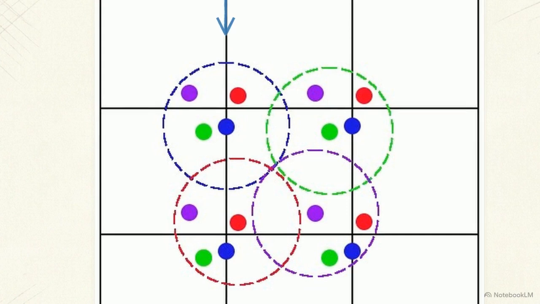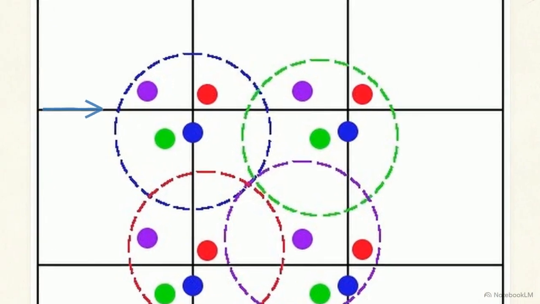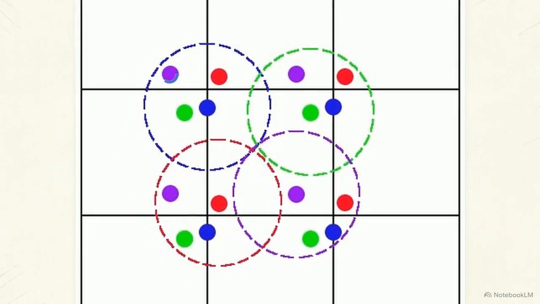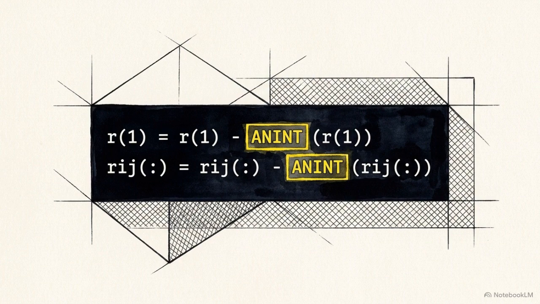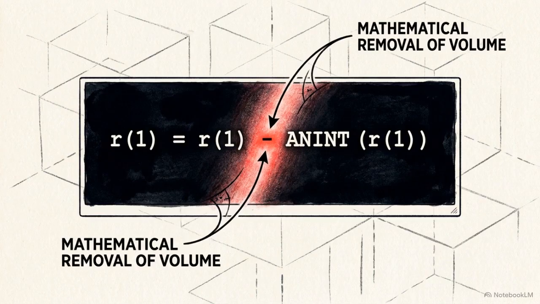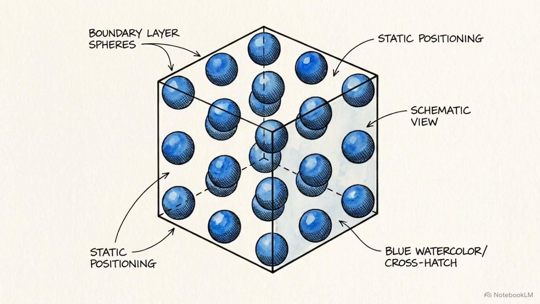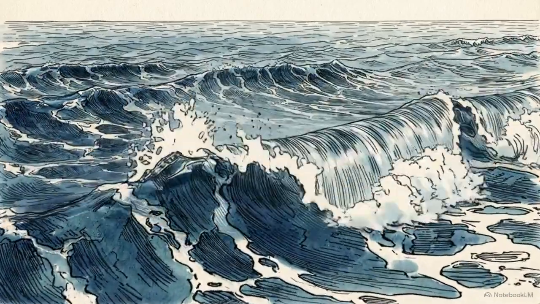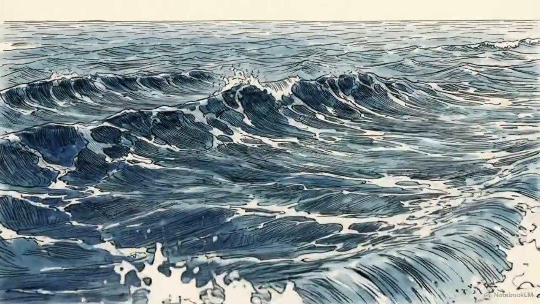Those dashed circles represent the cutoff radius. For the math to stay consistent, this radius is strictly capped at half the length of the box. This ensures a particle never accidentally interacts with a copy of itself. Under the hood, the simulation code executes this spatial math using a simple nearest integer function. When an atom crosses the line, the software instantly subtracts the box length, wrapping the coordinates seamlessly. By mathematically folding space and limiting the interaction radius, researchers can capture the bulk physics of a massive fluid system while only tracking a few thousand data points.